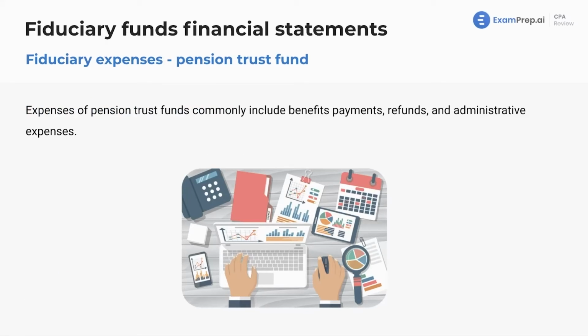Couple more slides here for expenses for the pension fund. Well, those are going to be administrative expenses. Again, you got to pay an accountant to deal with that. You have benefit payments, just reductions in what you have in that pension plan. Nothing out of the ordinary.